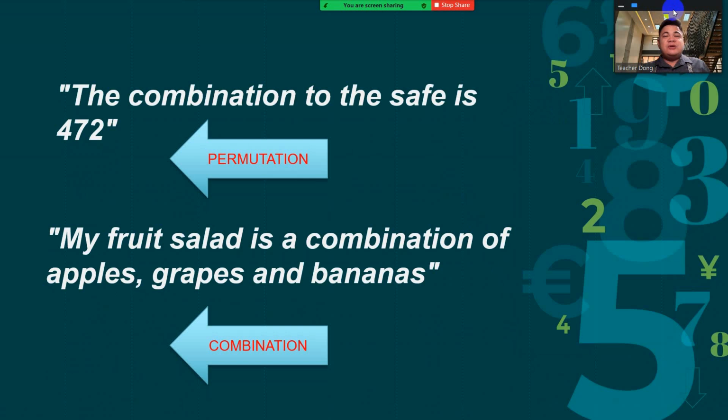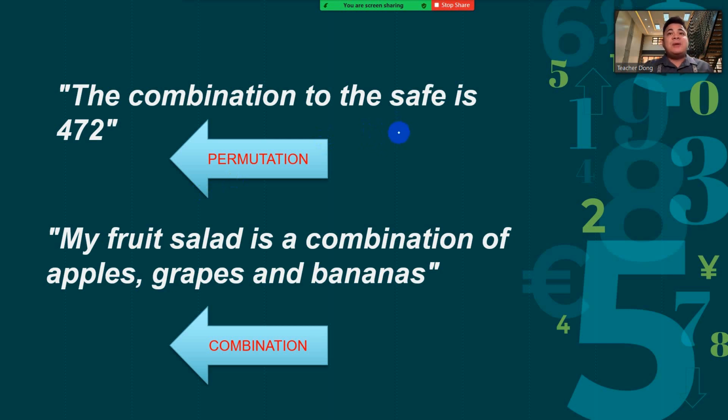So for today, we're going to talk about combinations. In the previous lesson, we talked about permutations. But before we go ahead with our lesson about combinations, let's first differentiate permutation and combination. For a permutation example, the combination to the safe is 472. For permutation, what we have to remember is that it's an arrangement of things or objects in a definite order.